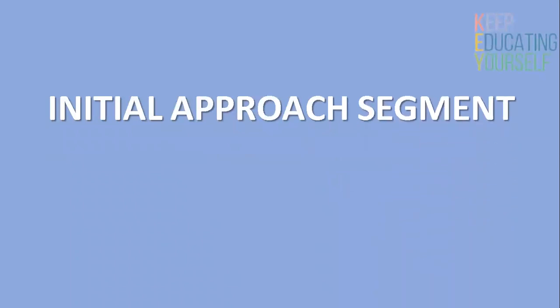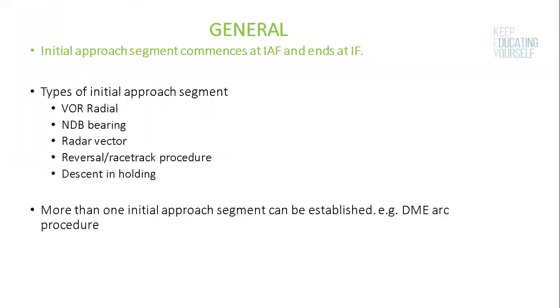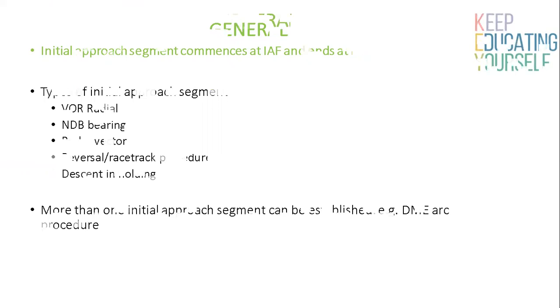This lecture is about initial approach segment. Initial approach segment commences at initial approach fix and ends at intermediate fix. Types of initial approach segment: VOR radial, NDB bearing, radar vector, reversal or racetrack procedure, or descent and holding. More than one initial approach segment can be established, for example, DME procedures from different radials.